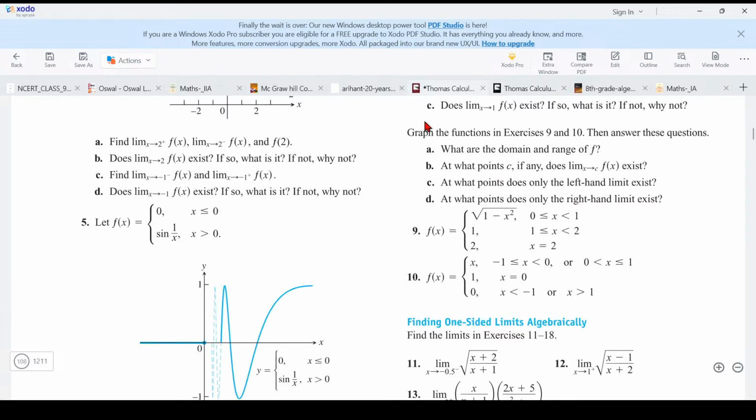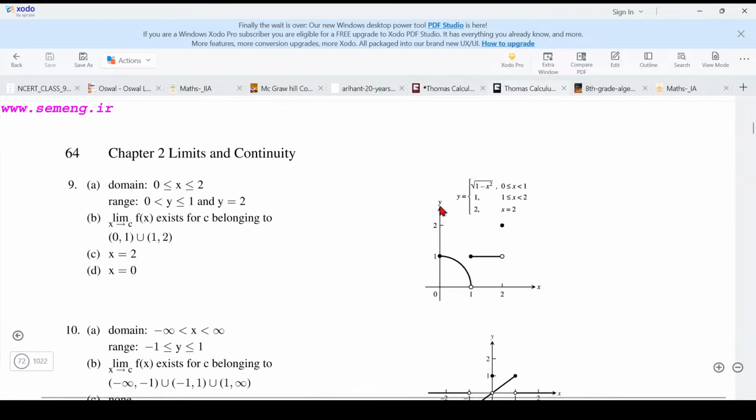What is question number C? At what points does only the left hand limit exist? Now tell me where exactly only the left hand limit exists. Okay, so from 1 to 2, here left hand also exists, right hand also exists, but they are not matching. But at 2 only left hand exists. Right hand doesn't exist. So that's why he's saying 2. At what point does only the right hand limit exist? It should be 0. Agreed, no?